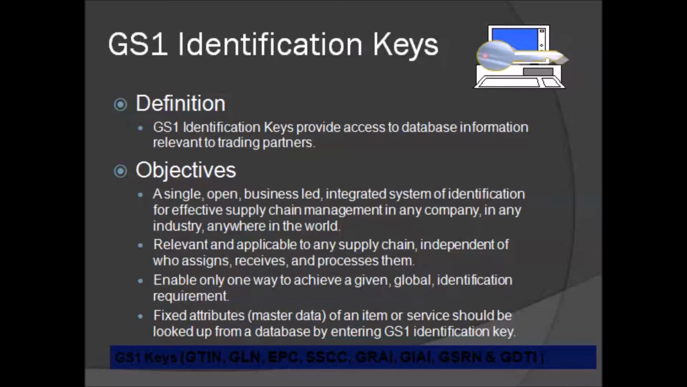The GS1 identification keys include the global trade item number, GTIN, global location number, GLN, EPC number, SSCC numbers for shipping, and other corresponding GS1 identification keys, which indicate different physical meanings. So one trade item can be replaced by the GS1 key numbers.